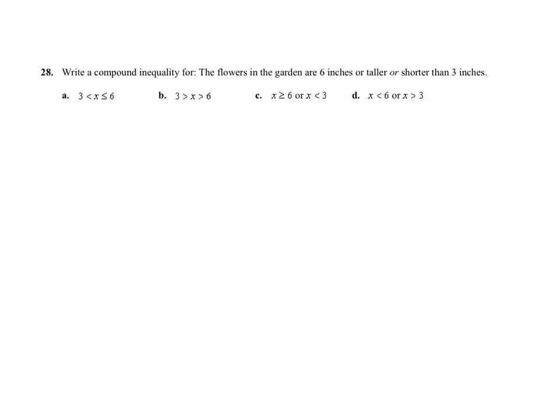Write a compound inequality for: the flowers in the garden are 6 inches or taller, or shorter than 3 inches. So we have a compound inequality, and we're using the word "or". Since we have the word "or", we know compact is not an option. So it can't be A and it can't be B. So it's going to be somewhere between C and D. I just need to figure out which one is right.